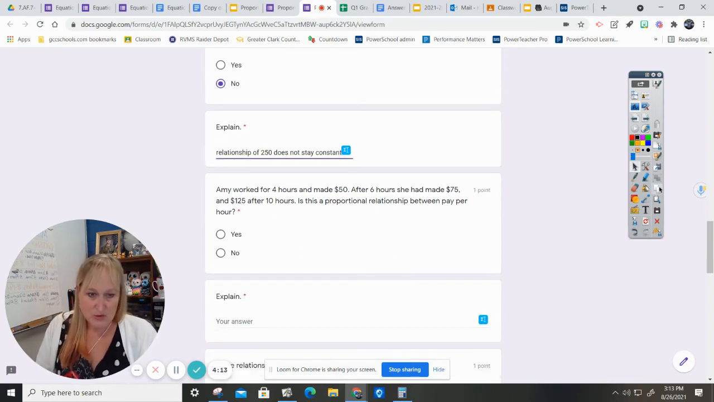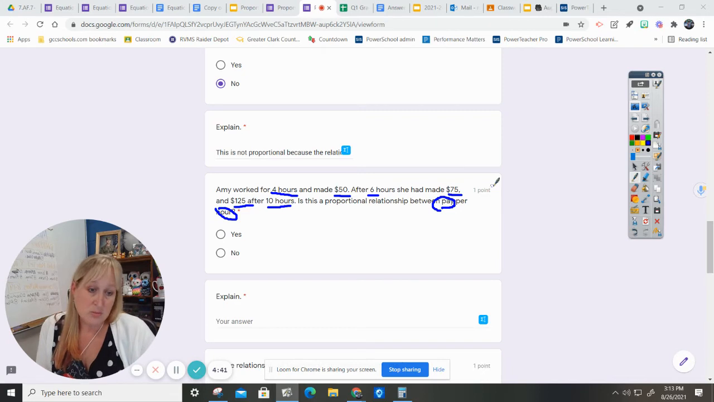It's not giving me a table, so I might have to make a table or I have to read to think how I'm going to do it. So before I start doing anything, I'm going to read and kind of underline. Amy worked for 4 hours and made $50. After 6 hours, she made $75 and $125 after 10 hours. Is this a proportional relationship between pay per hour? Okay, so it tells me how to make my table. That would be pay per hour.